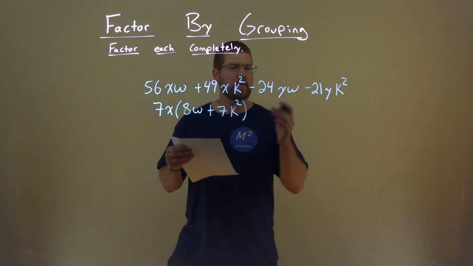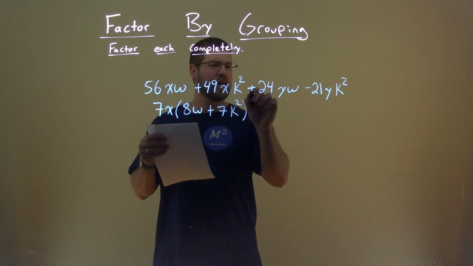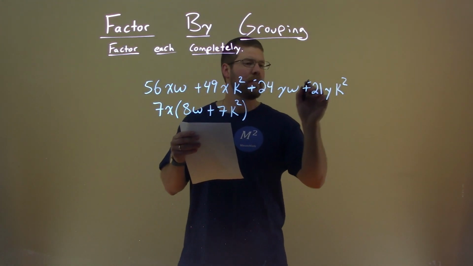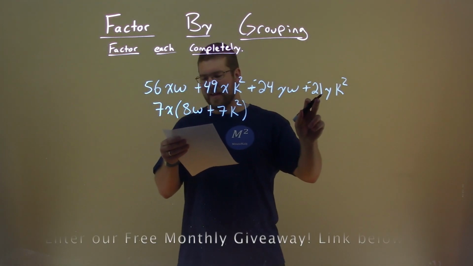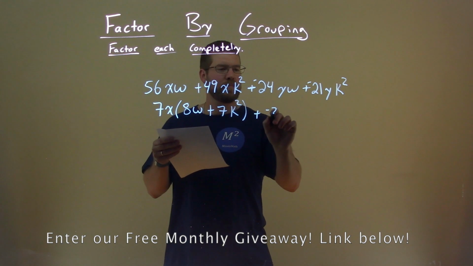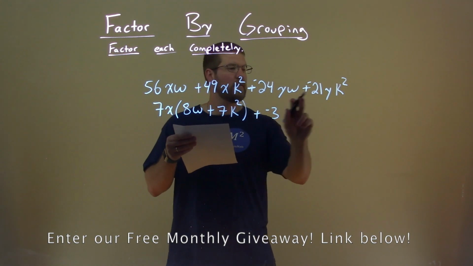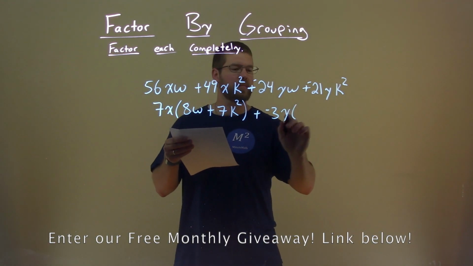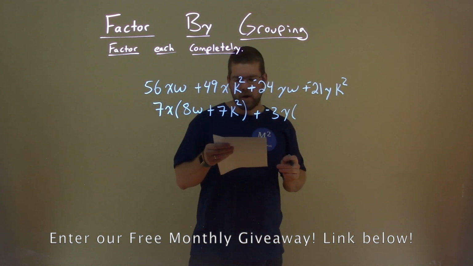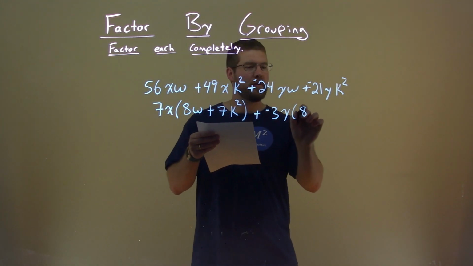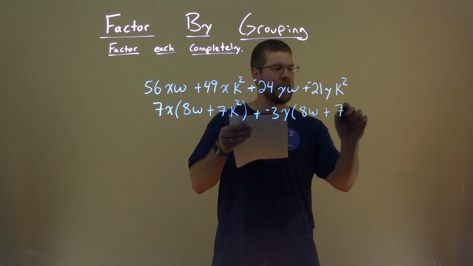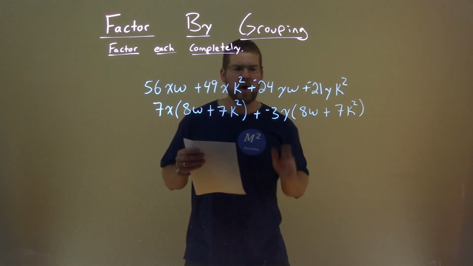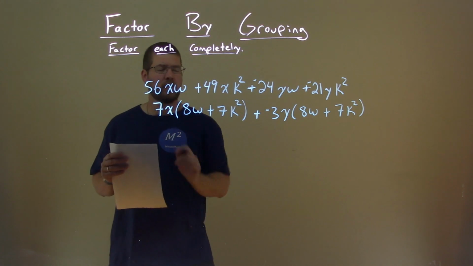So now we're going to deal with the second part. Again, I like to write this as plus and negative. That's my preference. Well, we see our two numbers, and negative 3 goes into both of them. Y is also in both of these. If we pull out a minus 3y, what are we left with? A positive 8w plus a 7k squared. Well, that should look familiar. That's the same thing that's written here.